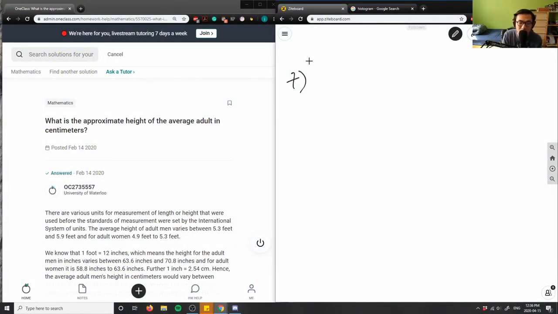But it's saying, what is the approximate height of the average adult in centimeters? So approximate height, I'll say height of average adult in centimeters, so cm.